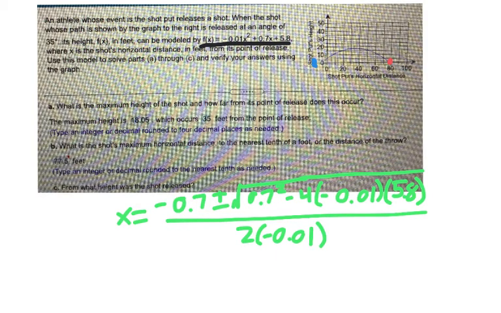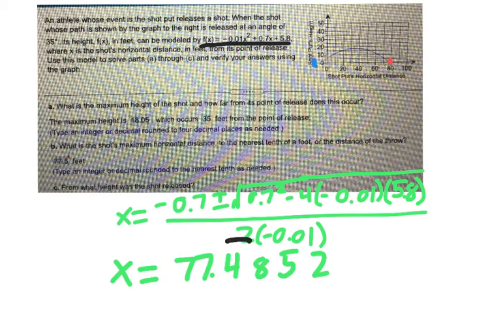So when I plug that in, I got x was equal to 77.4852. And it tells me to round to the nearest tenth, so I'm going to 1 decimal place. So the 8 tells the 4 to round up. So I would get x equals 77.5.